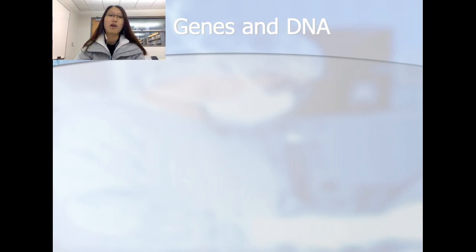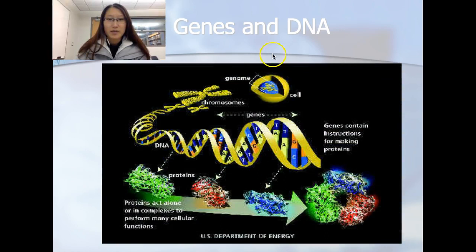So, starting with this picture right here, it shows you this chromosome. Remember, a chromosome is the condensed form of DNA. We've talked about that. It's also DNA wrapped around histone proteins, right? So, you can see DNA right here wrapping around proteins. It's not really shown. Anyway, you also know that genes contain instructions for making proteins. So remember, our definition of a gene is a sequence of DNA that codes for a protein or a trait, right?